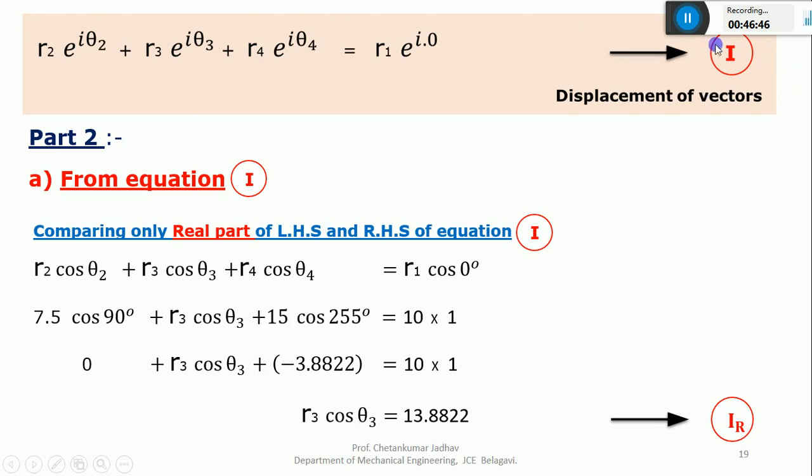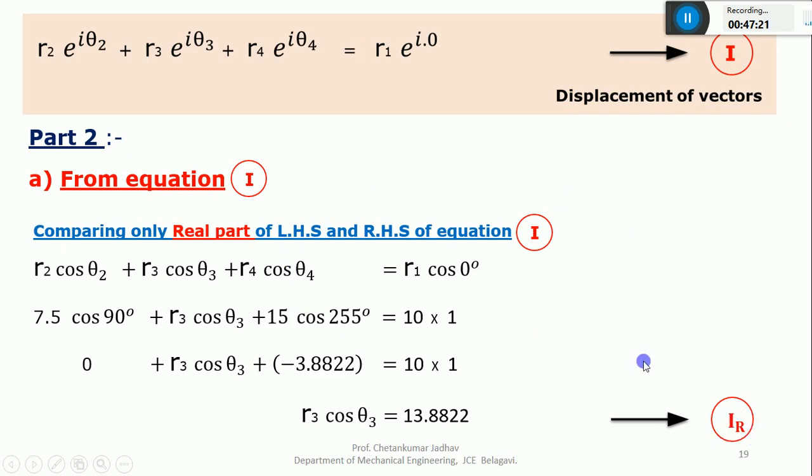The first part I got 3 equations, and I consider the first equation, which was the first one. In this first equation I compared only the real part of LHS and the real part of RHS. The real part of LHS is R2 cos theta 2, R3 cos theta 3, R4 cos theta 4, and the real part of the RHS is this one. Since I compared only the real part, I can indicate it as IR, the first equation with the suffix R.